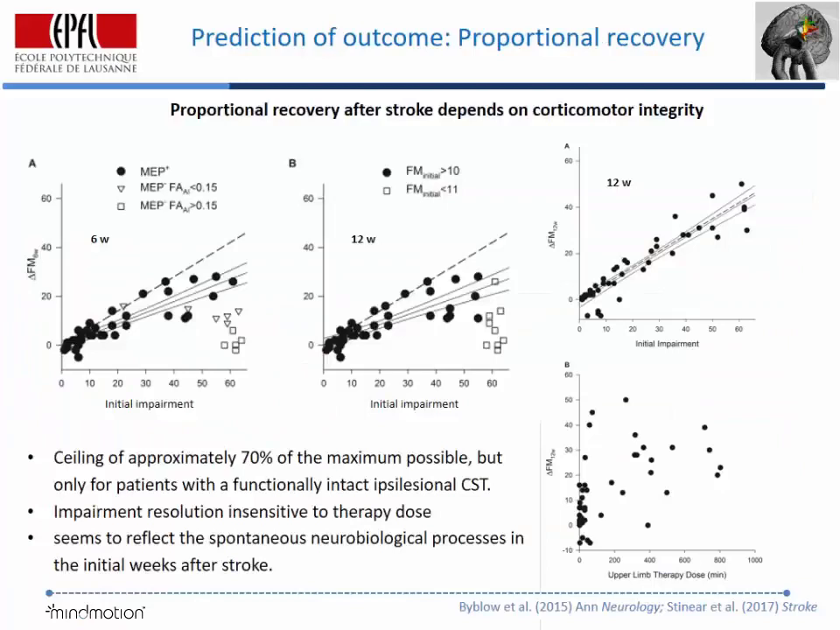If you look in a more global sense at several datasets from this group, they defined something which they call proportional recovery. This indicates, relatively simply, at least for a certain group of patients, especially those who have a relatively intact ipsilesional corticospinal tract, that depending on the initial impairment, this group of patients usually recovers 70% of the maximum possible. One idea is that it could reflect the spontaneous neurobiological process of recovery. However, you also see patients who do not fit into this concept.